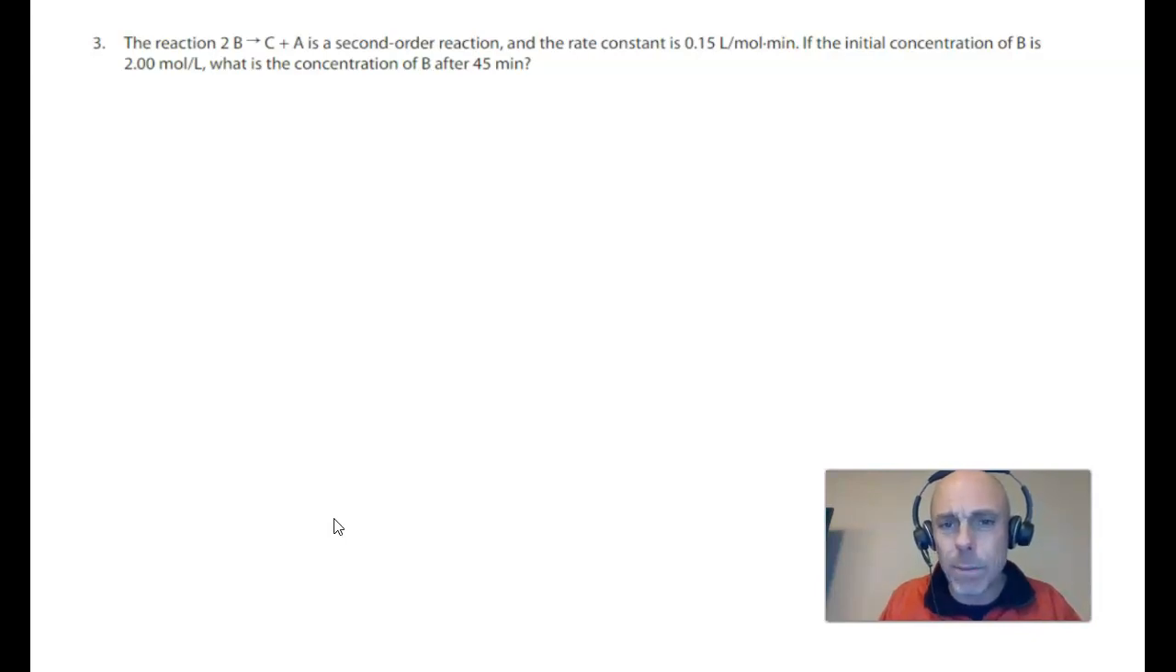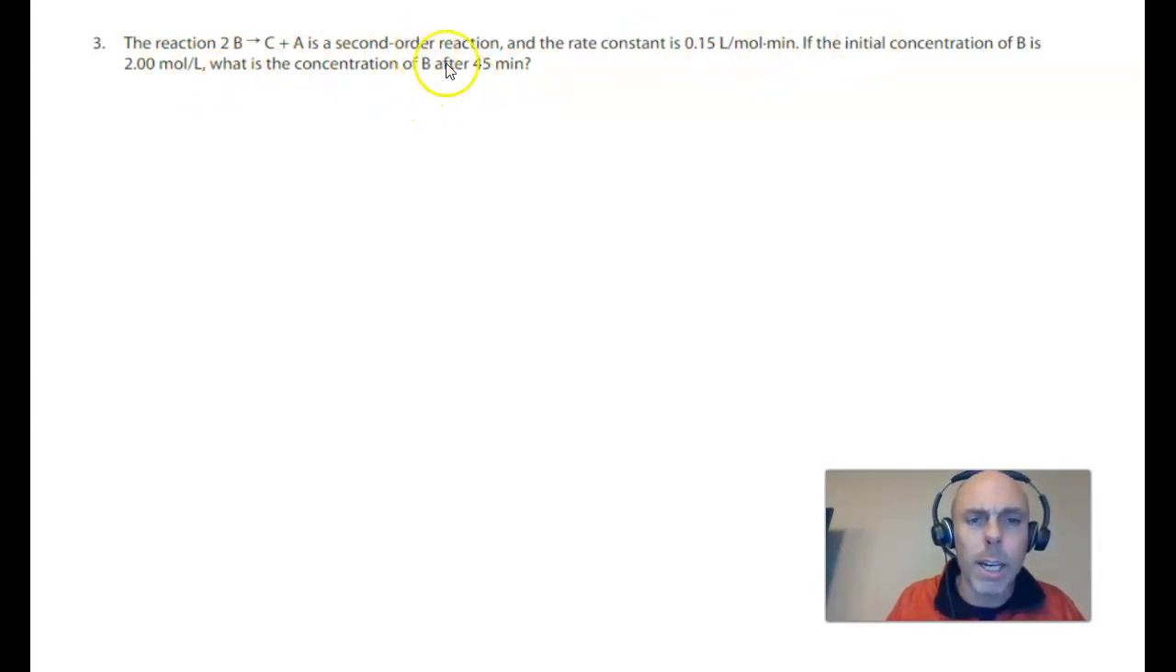Liters per mole is inverse molarity, by the way, because molarity is moles per liter. So this unit really is 1 over molarity times minutes. And minutes is in that rate law constant instead of seconds. So that means that the time that we'd need to plug in to the rate law equation would need to have minutes in it as well, which, as we read the problem further, it does. The initial concentration of B is 2 moles per liter, and what is the concentration of B after 45 minutes?